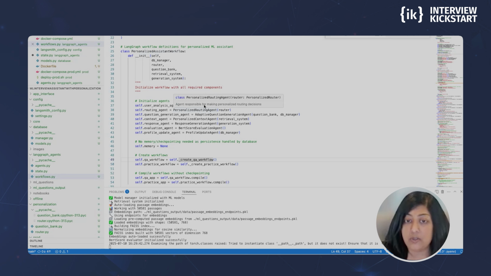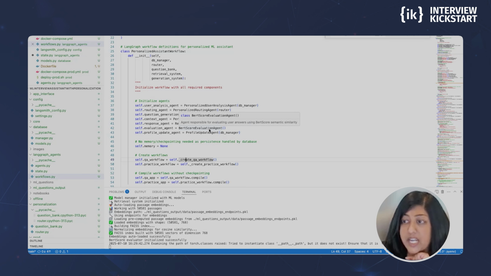So the agents, you see those agents here in action: the personalized user analysis agent, the personalized routing agent, the question generation agent, the personalized context agent, response generation, and the answer evaluation agent, which is looking at what the learner provided as their answer for a given question, and how close it is to the expected response. That's the BERT score evaluation agent.